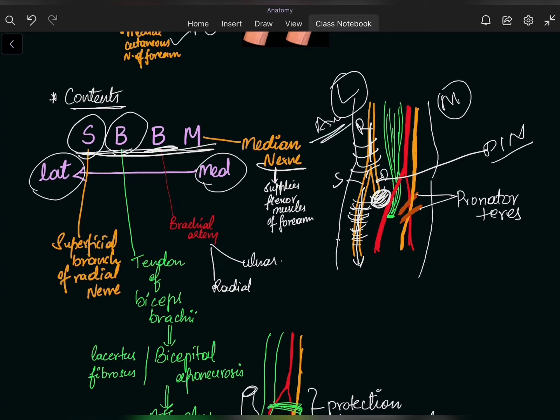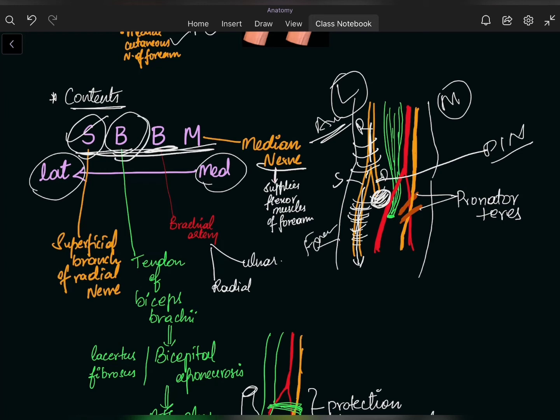So this is the forearm. It passes deep to supinator and enters into the posterior compartment of the forearm. Now we have completed the radial nerve. The superficial branch of the radial nerve is the main content of the cubital fossa.